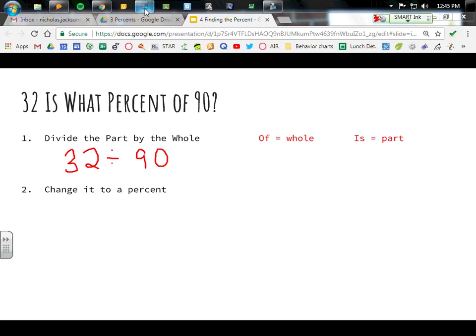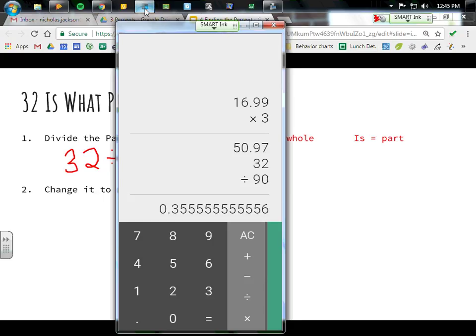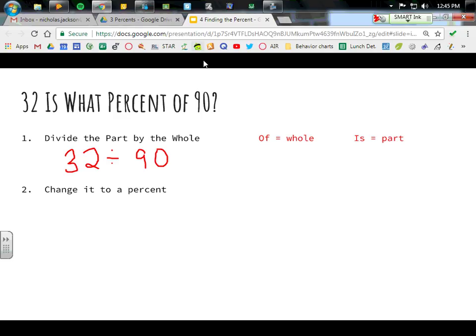When we do that, we would get 0.35 repeating. So 35 hundredths with the 5 repeating. Okay, so this is what we would get.